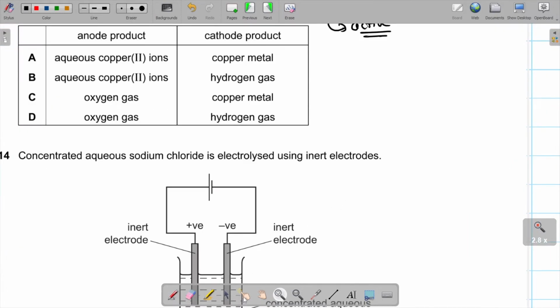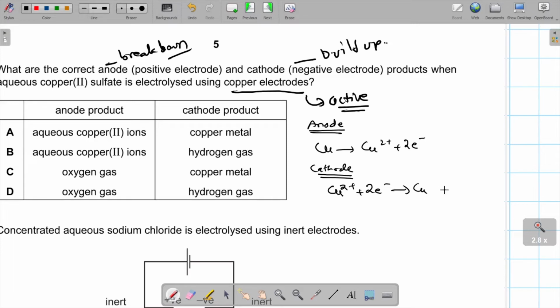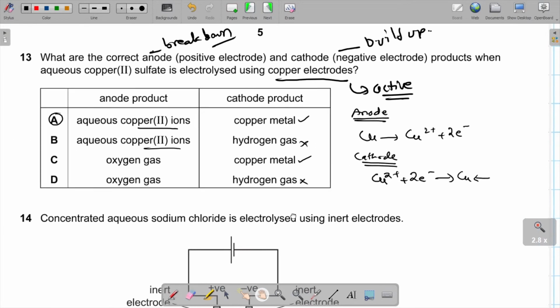So now let's deduce a little bit. Let's first talk about the anode. What's going to happen at the anode? The copper is going to break into copper ions, releasing 2 electrons. What's going to happen at the cathode? The cathode is going to be gaining electrons, or the ions are going to be re-deposited at the cathode to form copper atoms. So the cathode product is going to be copper metal, not hydrogen gas, and at the anode the copper breaks into ions. So the answer for number 13 is going to be A.